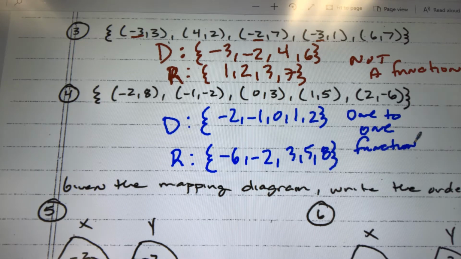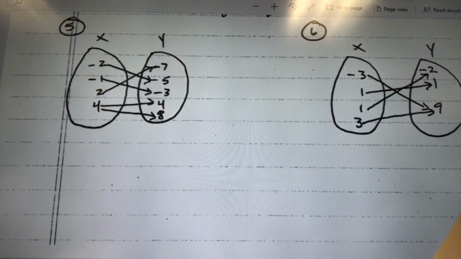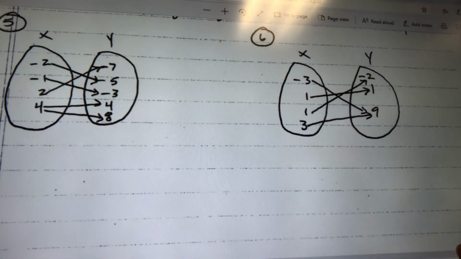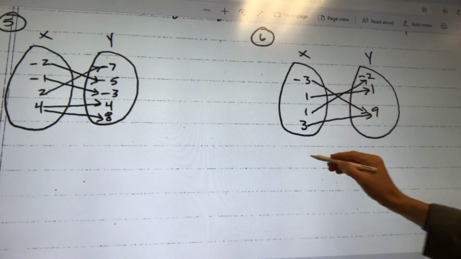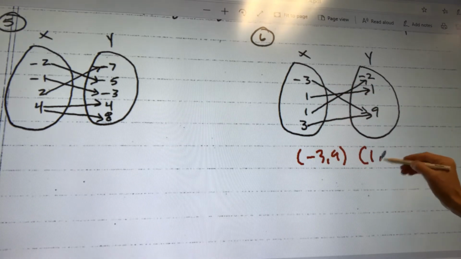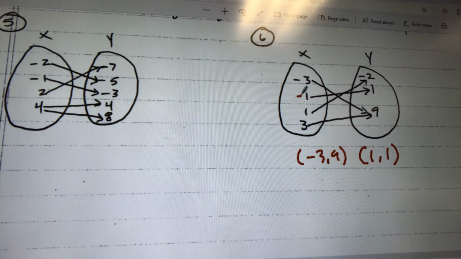All right, then something like number 6. This is a good one here. Number 6 on page 4. Given the mapping diagram, write the ordered pair. So -3 goes with 9. 1 goes to 1. Man, I made a mistake. Call that -1. You don't write 1 twice. So -1 goes to 1. I made a mistake there.